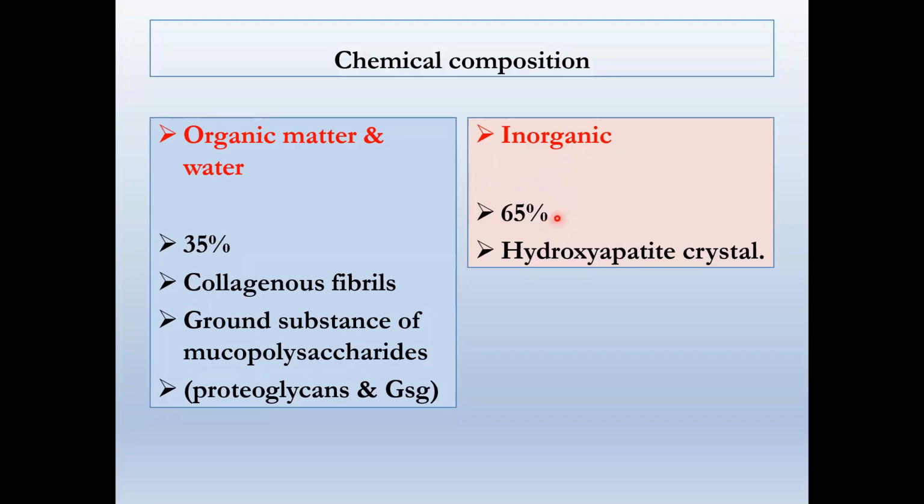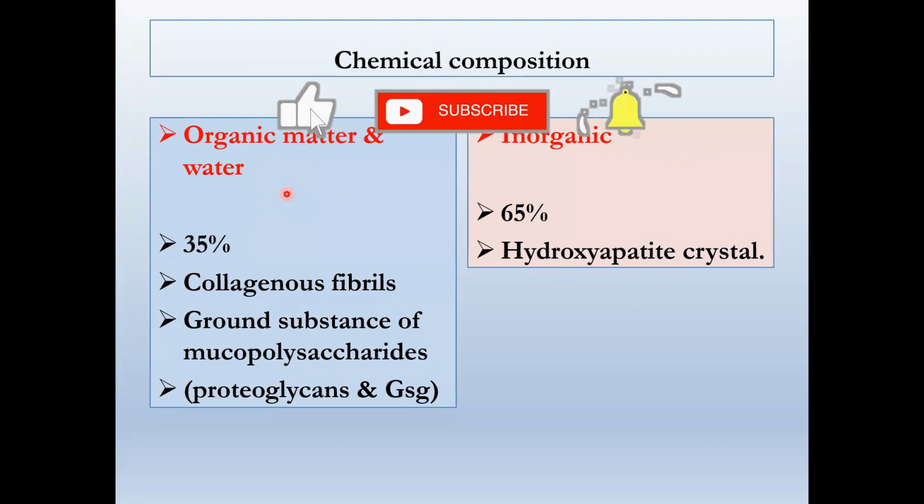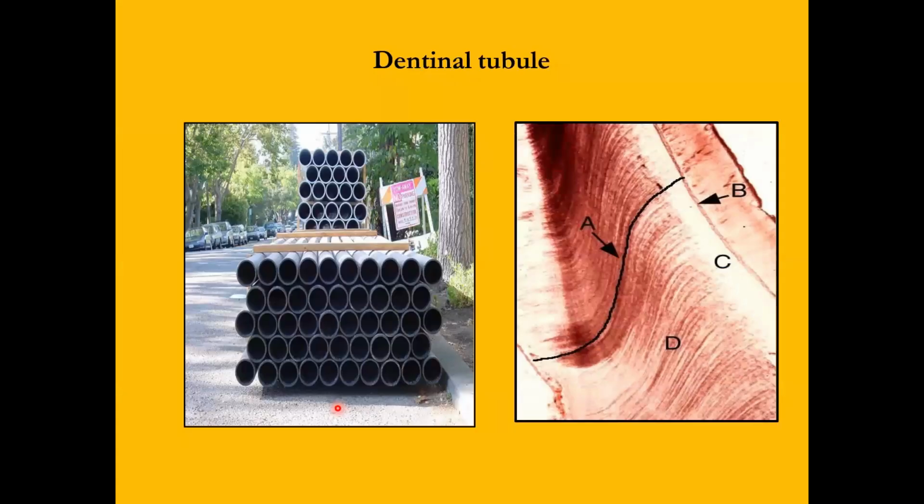It is composed of 65% mineral component, and that is made up of hydroxyapatite crystal, and 35% is its organic matter and water, which is composed of collagen, ground substance, proteoglycans, glycosaminoglycans. It is made up of structures called dentinal tubules, similar to the enamel rods and rod sheath in enamel. So dentin is composed of dentinal tubules.